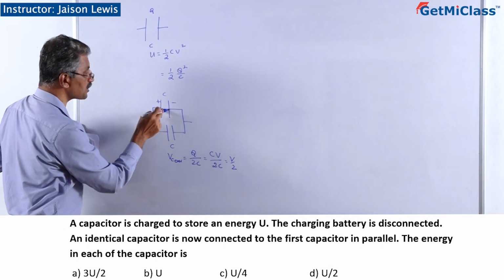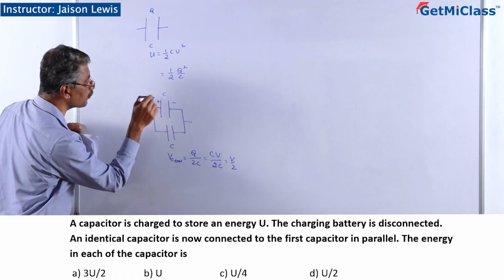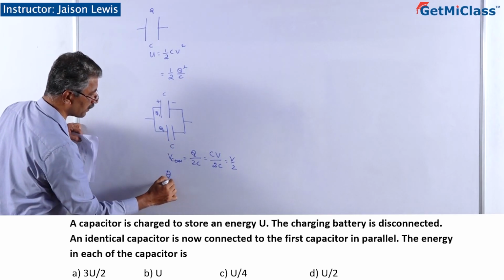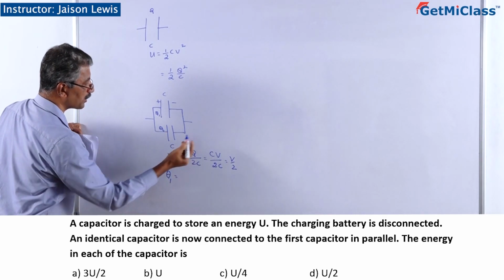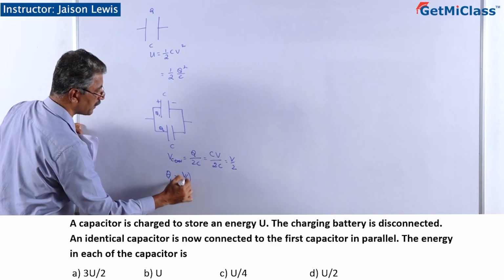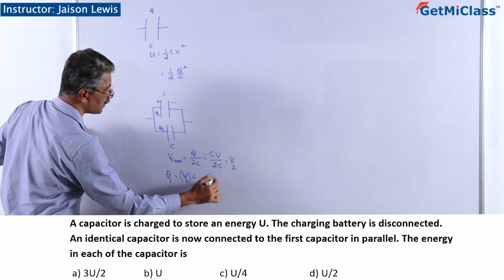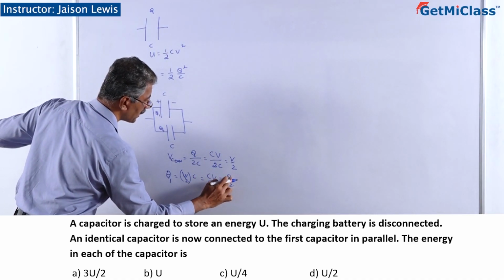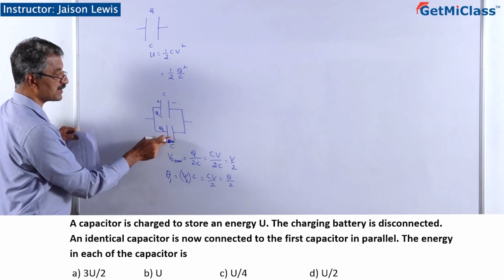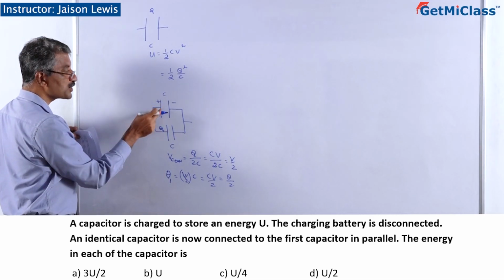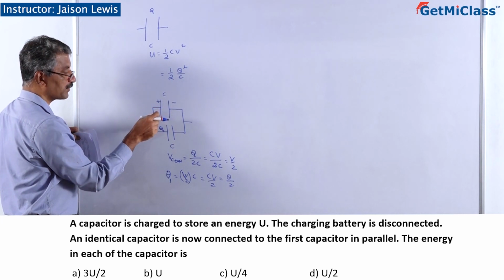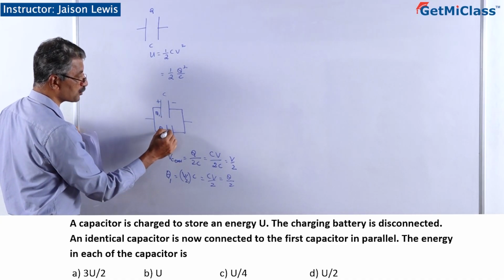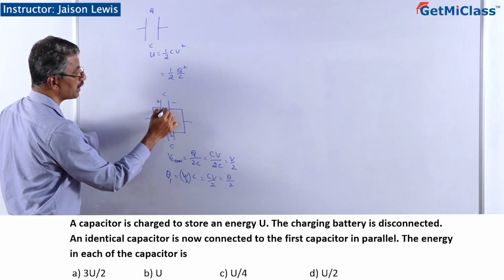Now what is the charge on each? If I want to find the charge now on the capacitor, let it be Q1 or maybe Q2. Q1, potential is V by 2, capacitance is C. It is CV divided by 2, but CV is equal to Q, which implies Q by 2. That means once you connect one more capacitor in parallel with the charged capacitor, the charge on the capacitor reduces to half, because the second one is uncharged. Now each capacitor will have a charge Q by 2. So here we have Q by 2, here you have Q by 2.